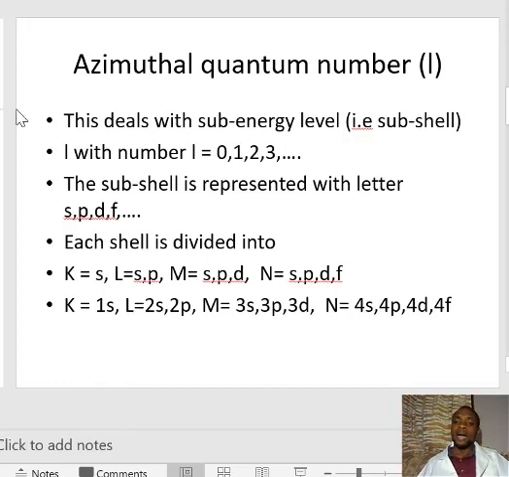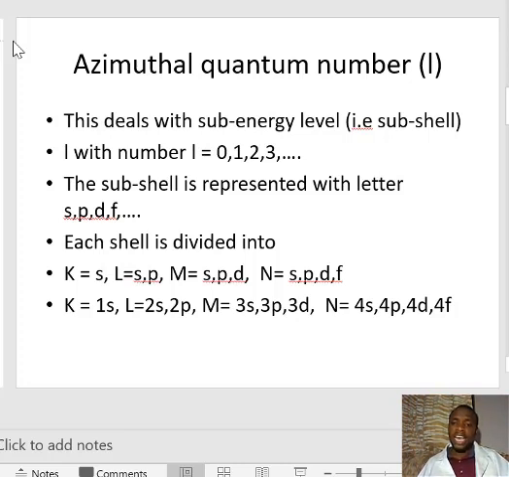The azimuthal quantum number is denoted with letter l. It deals with sub-energy level, which we also call subshell. The value of l for the subshells is 0, 1, 2, 3, and so on and so forth. And the subshells are represented with letters s, p, d, f, and so on. Meaning the value of s is 0, the value of p is 1, the value of d is 2, and the value of f is 3.